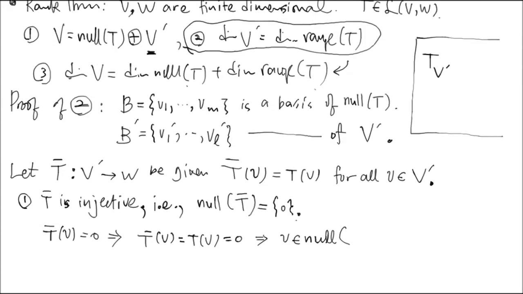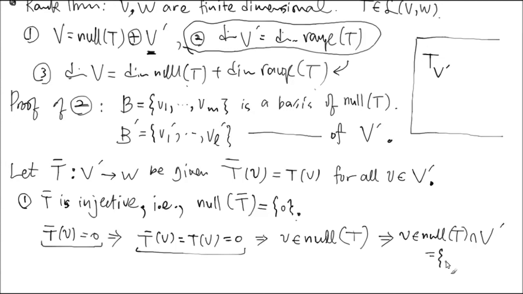What conclusion do we have here? Null of T, isn't that right? The T goes to 0 in here. So V is in the null of T, and also V is from where? V prime. So isn't V inside the null of T and V prime? But what do we know about null T and V prime? That's a direct sum. It's a trivial intersection. Okay? All right.